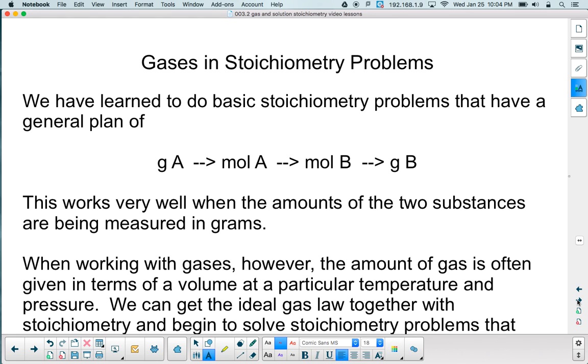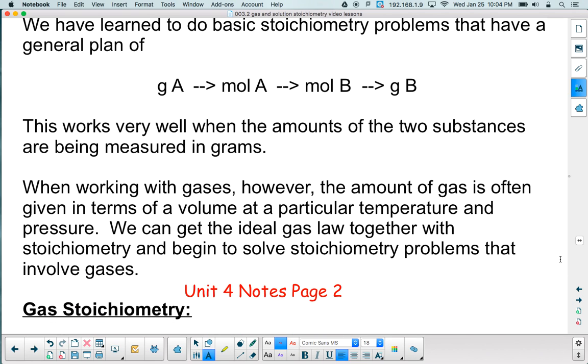We've learned to do basic stoichiometry problems with a general plan of grams to moles to grams. This worked really well when we had the amounts of the two substances measured in grams. You've probably noticed that when we work with gases, the amount of gas is often given in terms of a volume at a particular temperature and pressure. We can get the ideal gas law together with our stoichiometry ideas and begin to solve stoichiometry problems involving gases.